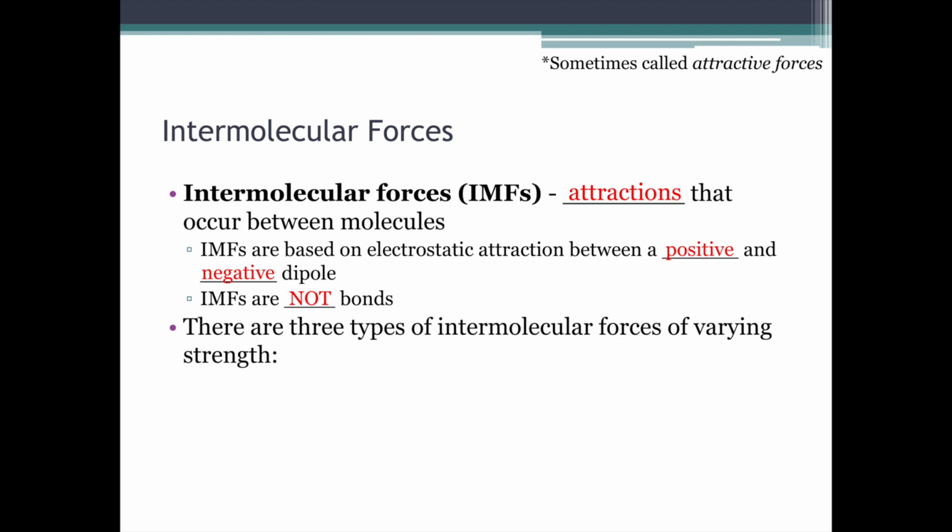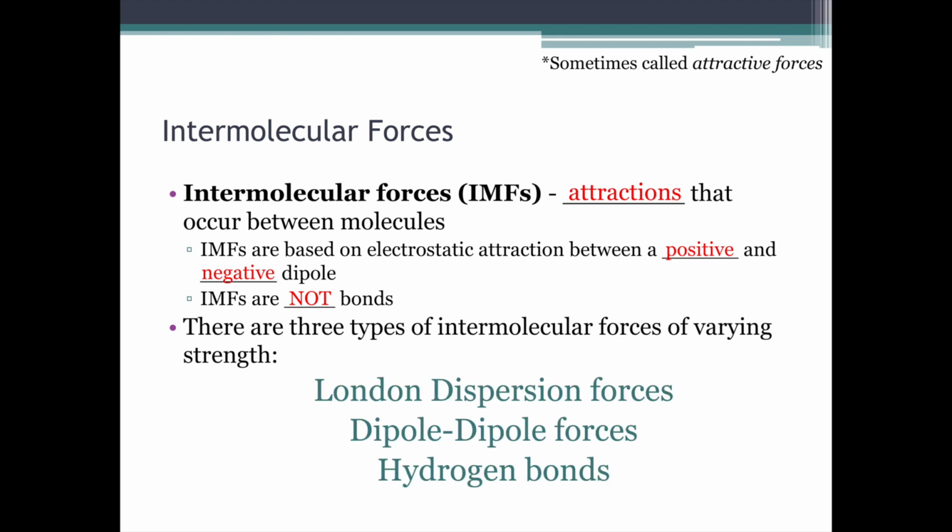There are three types of intermolecular forces of varying strength. There are London dispersion forces, dipole-dipole forces, and finally hydrogen bonds. And yes, the name hydrogen bonds is a misnomer. It is not a real bond, but we didn't discover that until much later. As for the strength of these forces, London dispersion are the weakest, hydrogen bonds are the strongest, and dipole-dipoles are in the middle. So we're going to look at each of these types of intermolecular forces and what kind of molecules experience them.